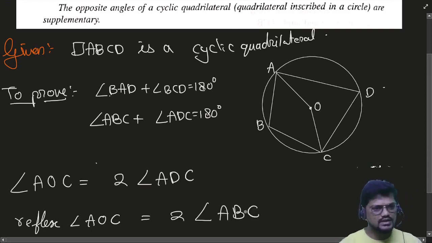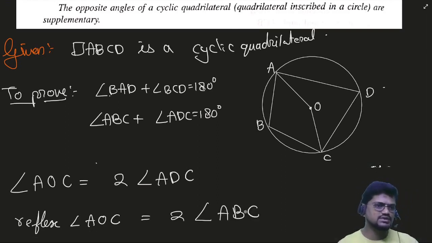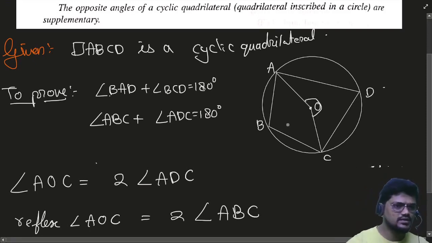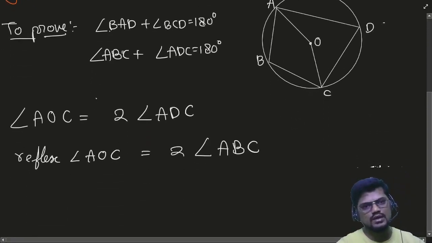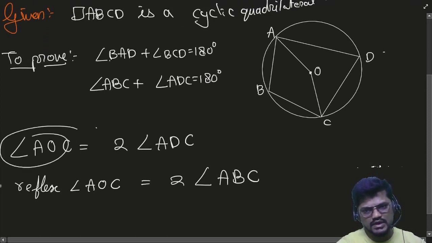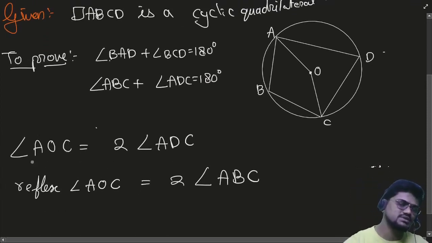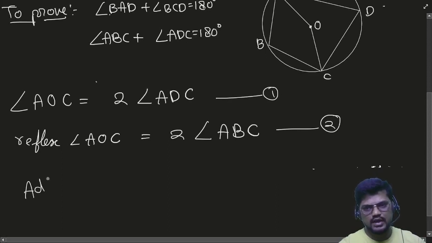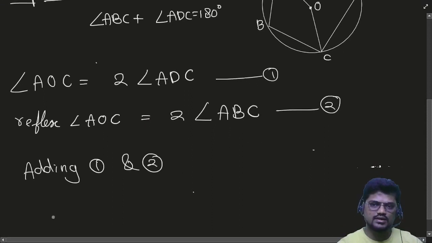Again, angle at the center is always twice which it will subtend at any other point on the circle. Understood? This angle will be twice of this angle. Are you getting it? What I know, angle AOC plus reflex angle AOC will be equal to how much? 360 degrees. If this is 1 and this is 2, adding 1 and 2, what do I get?